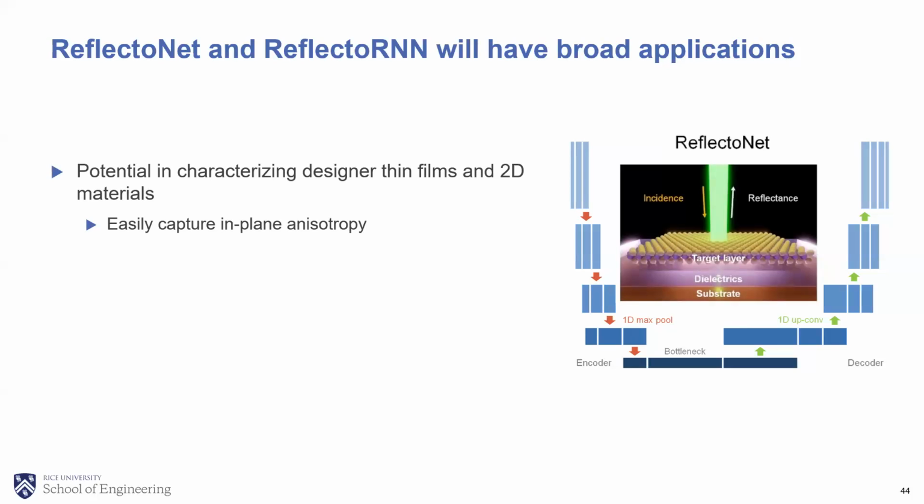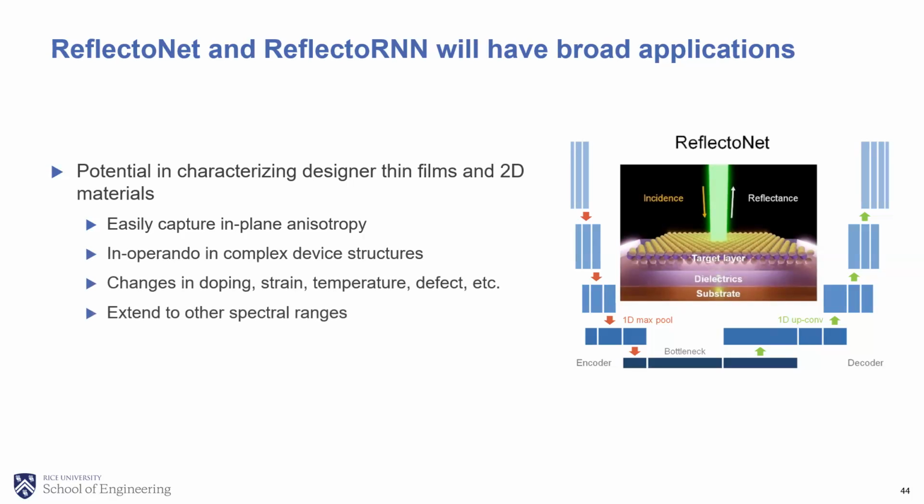Conventionally, if we use ellipsometry to measure in-plane anisotropic 2D materials, this is not very trivial because of the oblique incidence. However, for Reflector Net or Reflector RNN, we're just looking at normal incidence, and to capture the in-plane anisotropy, we can simply change the polarization of incident light and reflected light. Next slide.